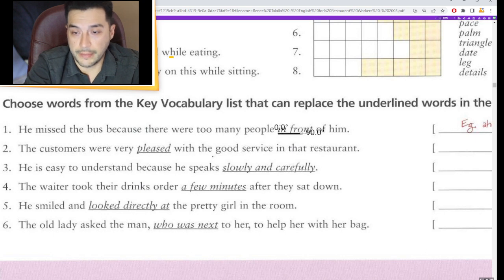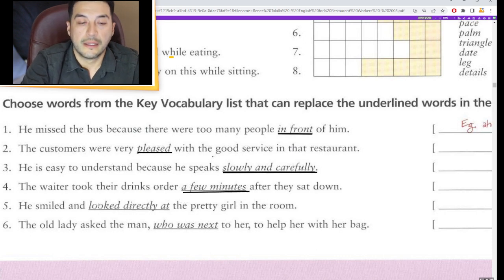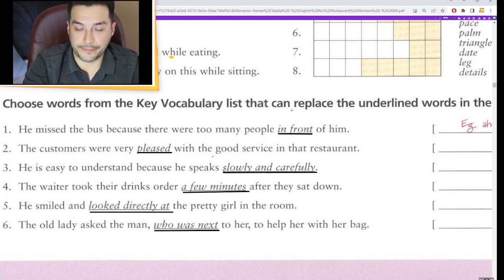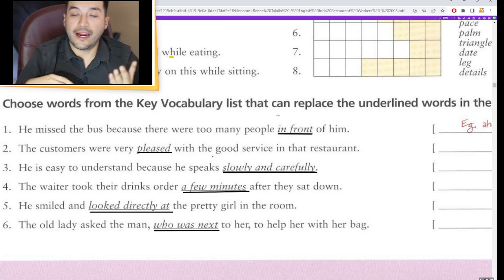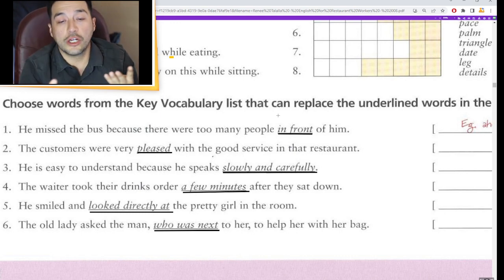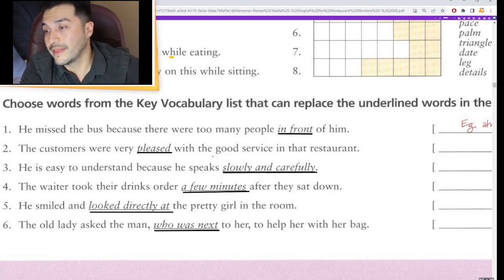Number 1, in front. Number 2, pleased. Number 3, slowly and carefully. Number 4, a few minutes. Number 5, looked directly at. Number 6, who was next? In front, pleased, slowly and carefully, a few minutes, looked directly at, who was next? That's 6 right there.